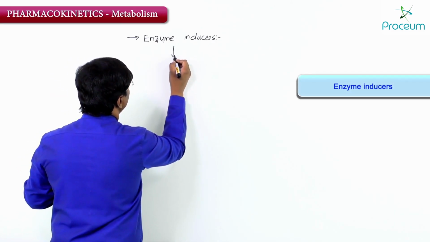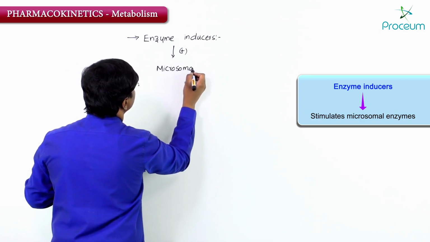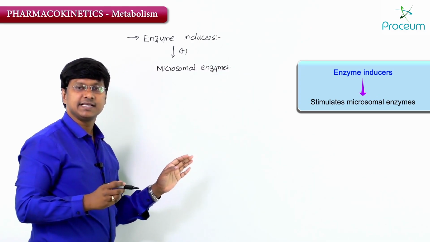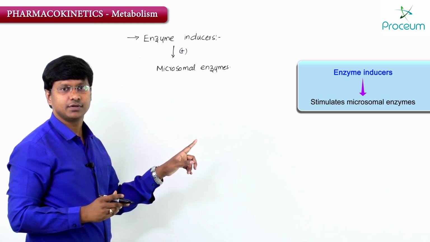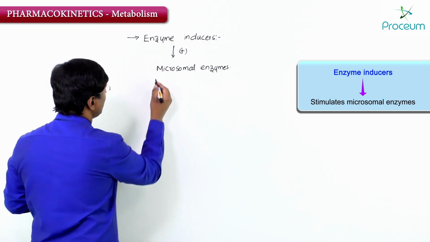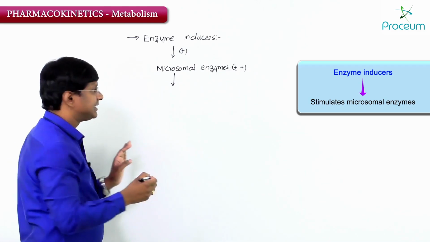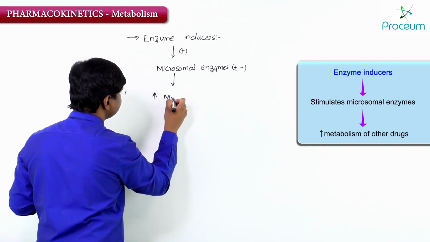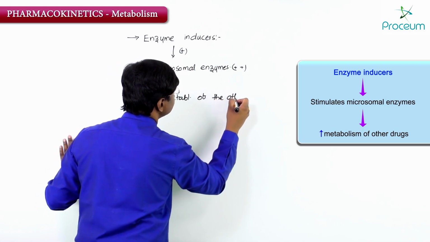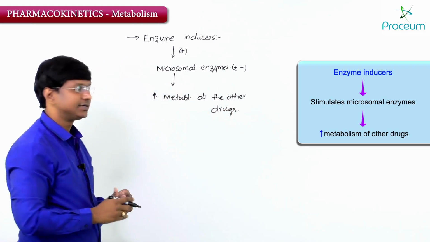Enzyme inducers will stimulate the microsomal enzymes. Now, I have already given you examples of those drugs which are enzyme inducers. These enzyme inducers will stimulate the microsomal enzymes, and once the microsomal enzymes are activated, they will increase the metabolism of the other drugs.